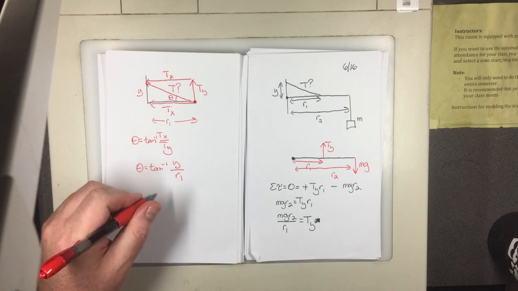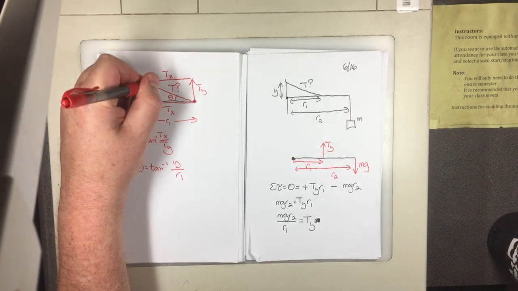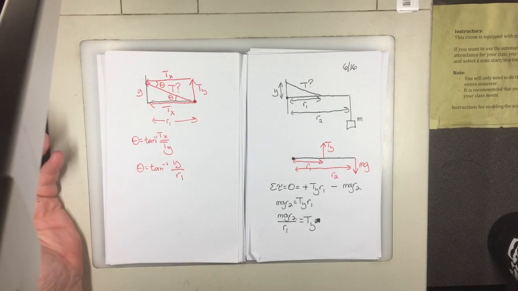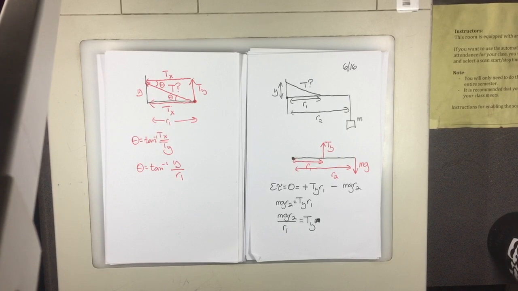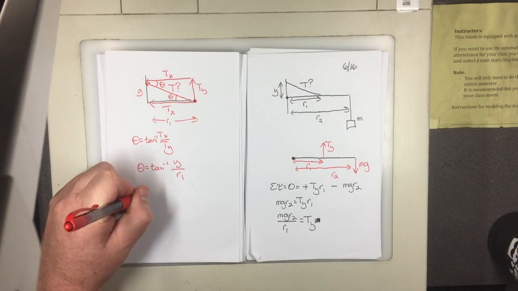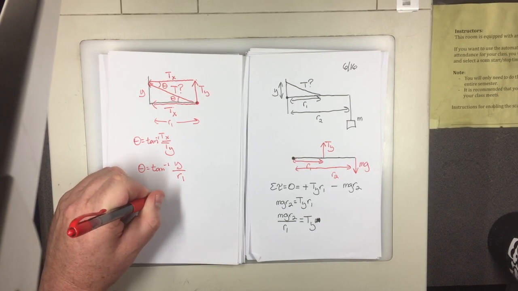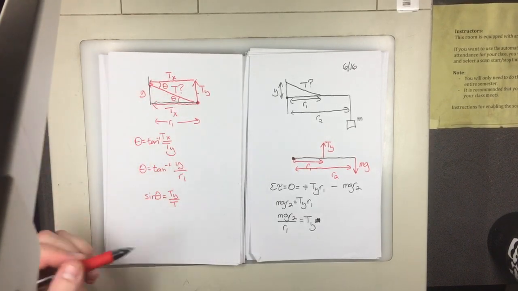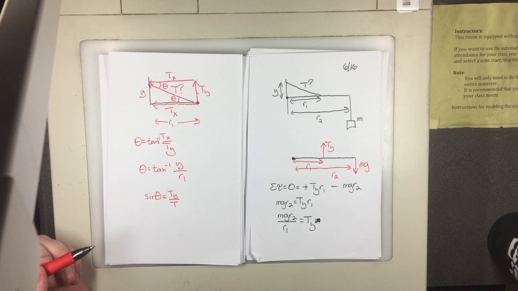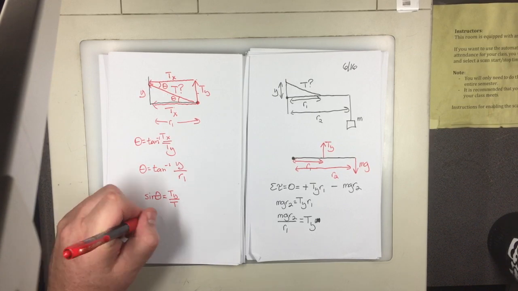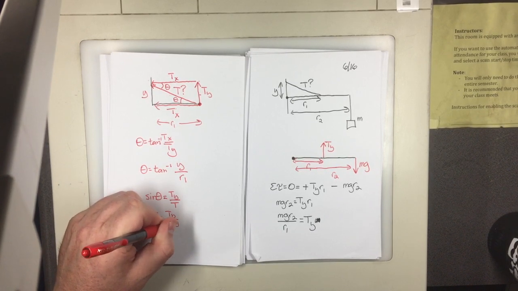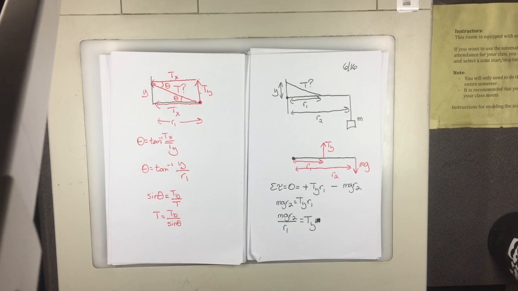This theta and that theta are the same. If you've got two parallel lines with a line cutting across, those angles are equal to each other. So sine of theta is Ty over T, the opposite side divided by the hypotenuse, which is that tension. So T is Ty over sine of theta. And so that's how you would get it.